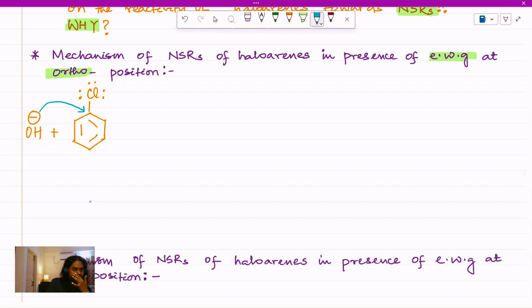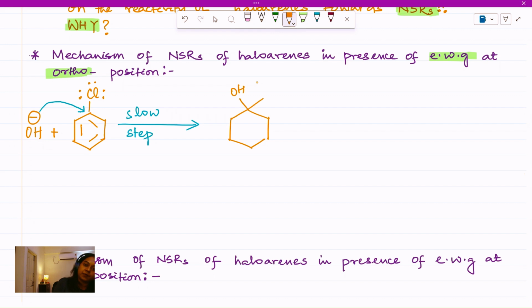That is clear, Gaurav? Mm-hmm. If that happens, this happens very slowly. This takes place slowly. This is not a fast step. This is a slow step, a relatively slower step. When that happens, what you will see is that you have benzene and OH gets attached on the same carbon as the chlorine. The chlorine is still there, but now the OH is also attached to that particular carbon.